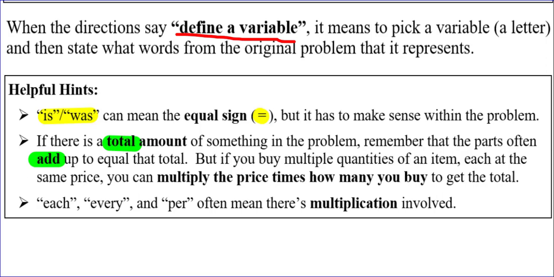Speaking of multiplication, the words each, every, and also the word per can often mean that there's multiplication involved. Like if I work for $20 per hour and I want to find out how much money I'm going to make after 4 hours, I would take 20 times 4. That's an example of the word per. And the word each or every, they can do the same thing, where it would mean multiplication.